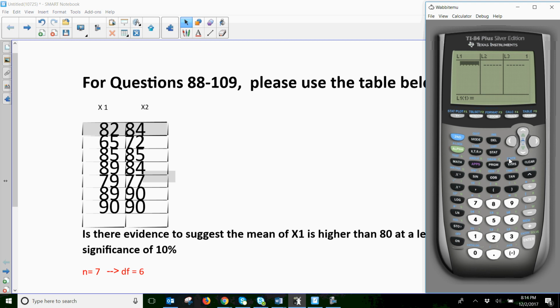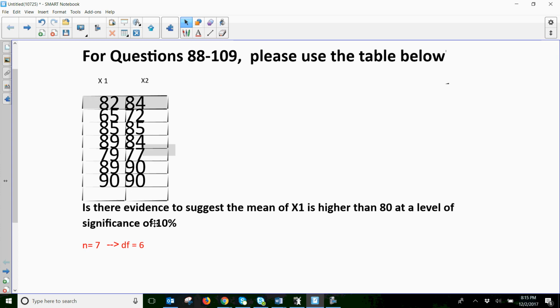So that's going to be 82, 65, 85, 89, 79, 89, and 90. Okay, we'll go over to list 2, and we'll put 84, 72, 85, 84, 77, 90, and 90. And for this first problem, we're actually only going to use list 1. But I wanted to go ahead and get list 2 in there. So let's go second quit, and let's start reading the question.